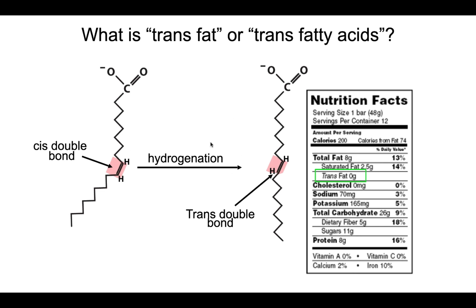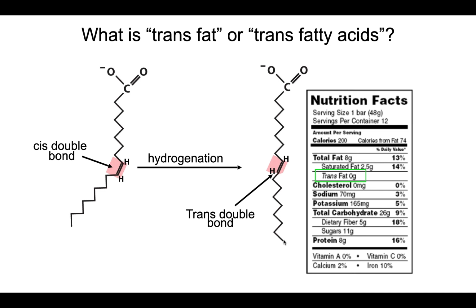However, there is a process called hydrogenation that companies use to convert unsaturated fatty acids, or try to convert them, to saturated fatty acids. But what that ends up doing instead is it changes the cis double bond into a trans double bond, where the hydrogens now are on opposite sides of that double bond, and notice there's no longer a kink. So trans fatty acids have trans double bonds.